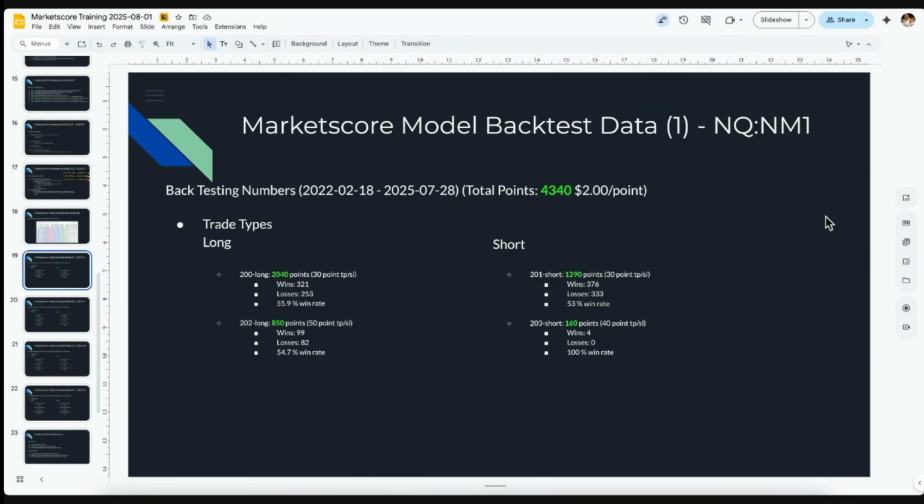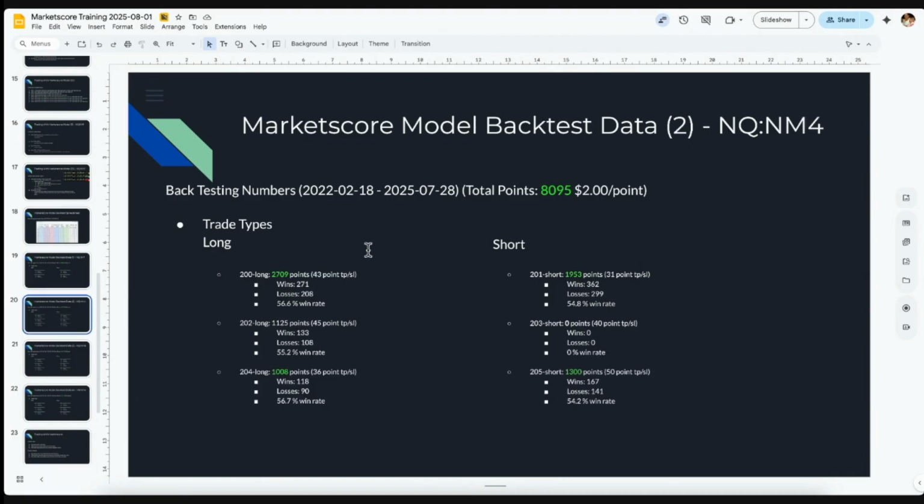And again, the way that the model works, or the way that the extension works, is you can adjust your stop, or your exit. So theoretically, you could get more points rather than the 30 points, and get even more points than that. So it's a matter of how you trade with it. So that is the NM1 model.